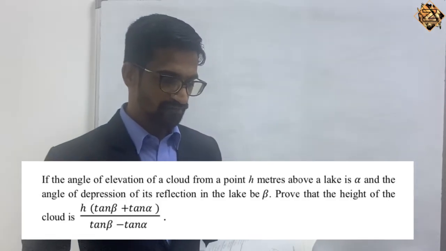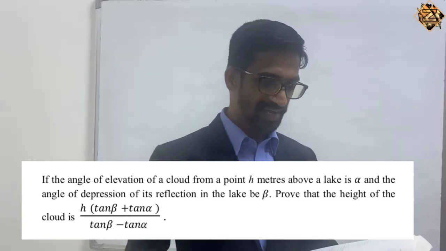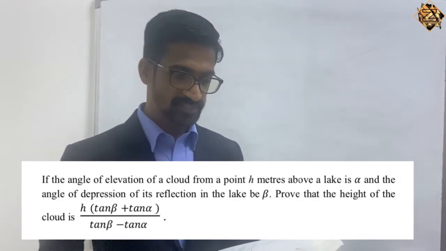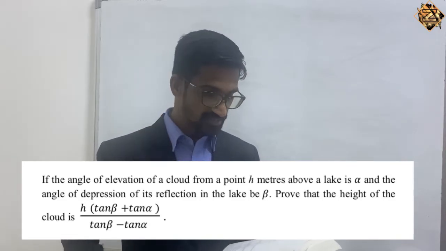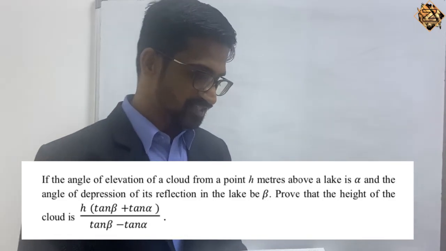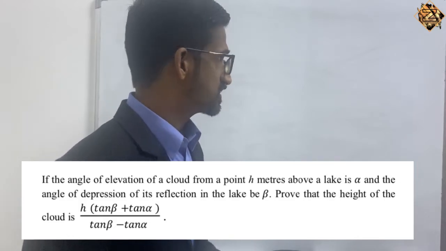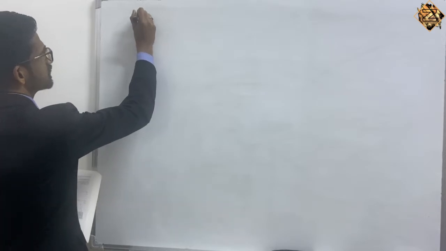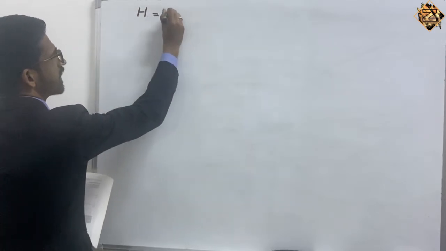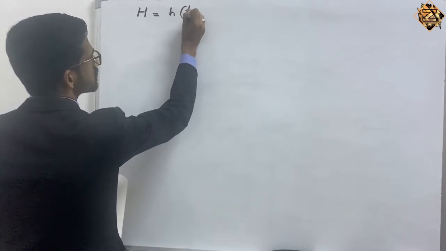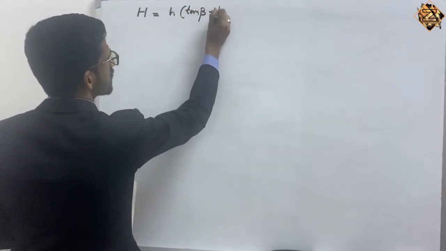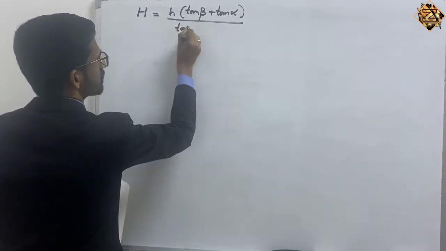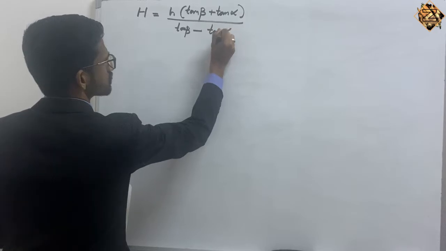If the angle of elevation of a cloud from a point h meters above a lake is alpha and the angle of depression of its reflection in the lake is beta, prove that the height of the cloud is h into (tan beta plus tan alpha) by (tan beta minus tan alpha). We have to show that the height of the cloud, let it be H, is h into (tan beta plus tan alpha) by (tan beta minus tan alpha). This is the question.